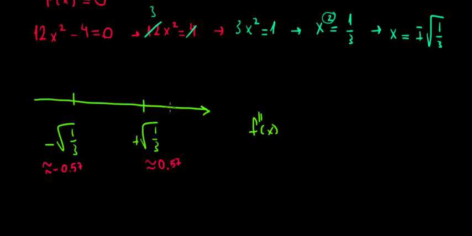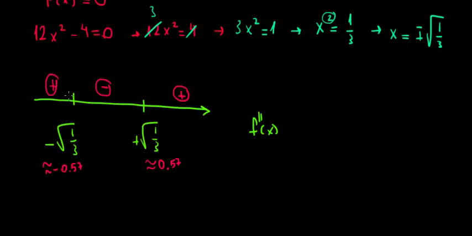Now, let's take a value greater than 0.57. Let's say 1. If we plug in 1 into here, we have 12 times 1 squared minus 4. That's 8. And that's a positive number. So we'd have a positive range over here. What is a value between minus 0.57 and 0.57? Well, let's take 0. It's in between. So 12 times 0 squared is 0. Minus 4 is minus 4. So that would be a negative value over here. And what would be a value less than minus 0.57? Well, let's take minus 1 because it's to the left of minus 0.57. 12 times minus 1 to the power 2, that's 12 times 1. Minus 4 is just 8. So it's again a positive value.